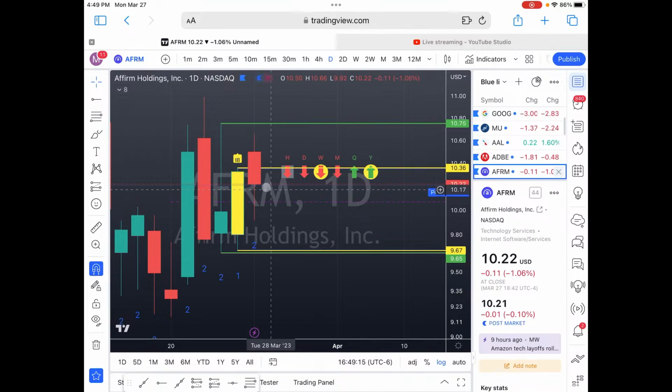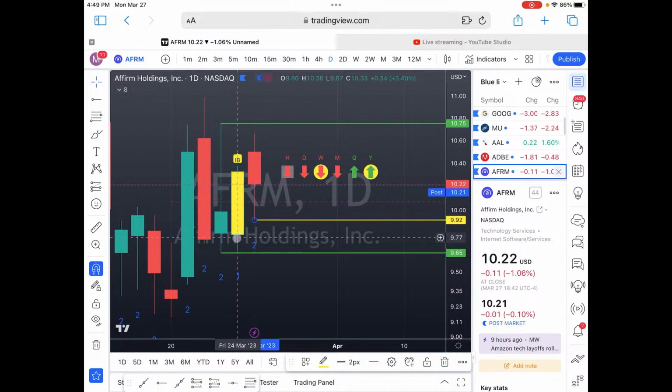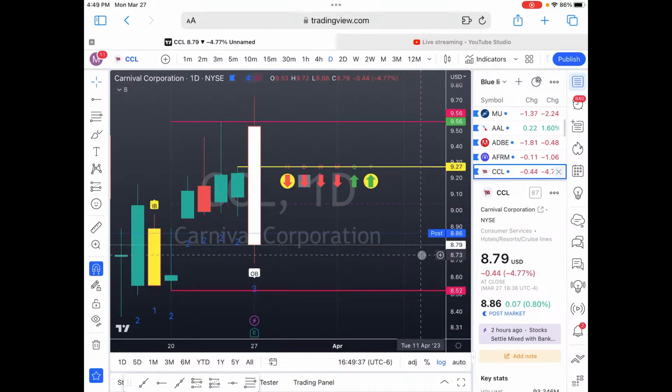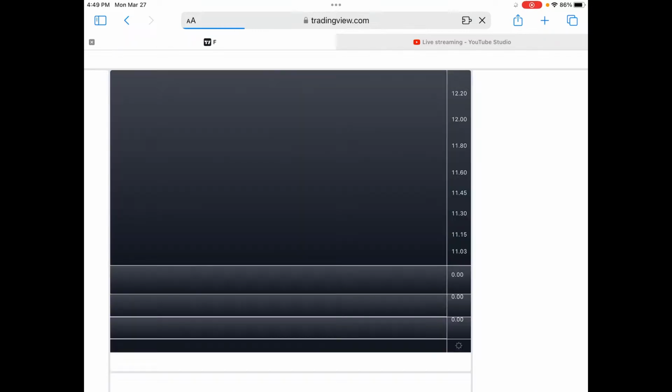From there, we move on to AFRM. So again, a 122 rev strat, that's what we're looking for here again. And triggers and targets marked out for you guys. We can look for puts at 992, first target at 967 on AFRM. Give me a second here, guys.